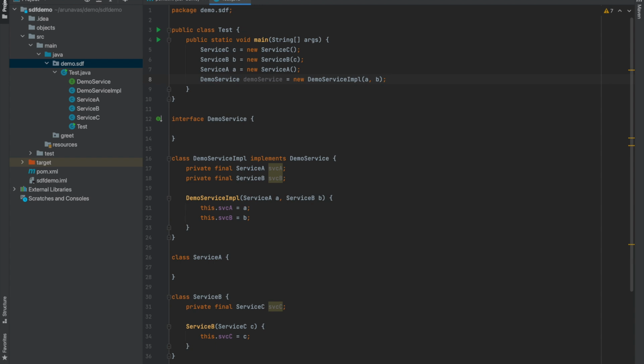Instead of manually instantiating the classes as per the dependency order, wouldn't it be helpful if a framework does that for us? That way, this class would be loosely coupled with other classes, that is, its dependencies. Well, a dependency injection framework exactly does that.